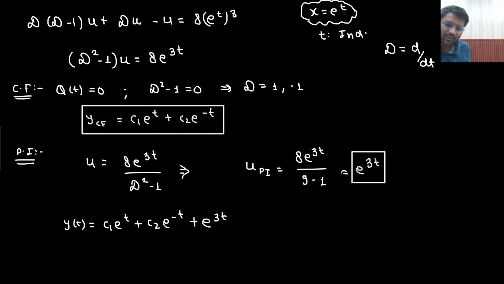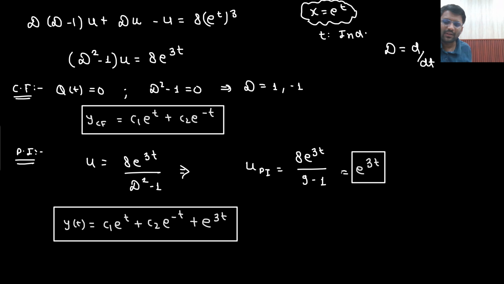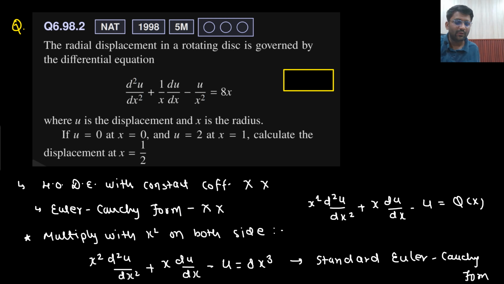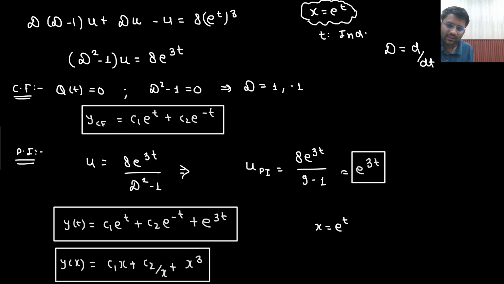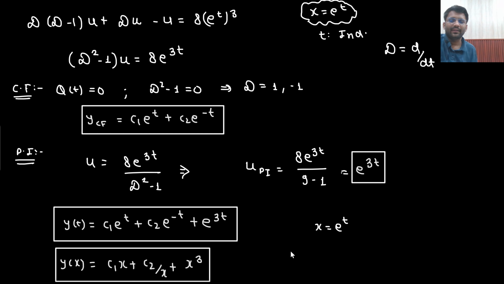Y as a function of t you are getting. Understandable? Now what we are supposed to do? Now you need to convert it into x. What is x? X is nothing but e to the power t. So y as a function of x: C1 e to the power t is C1x, plus C2 e to the power minus t means C2 by x, plus e to the power 3t, which is x cube. So y of x you are getting is C1x plus C2 by x plus x cube. This is the value of y of x you are getting. Right?